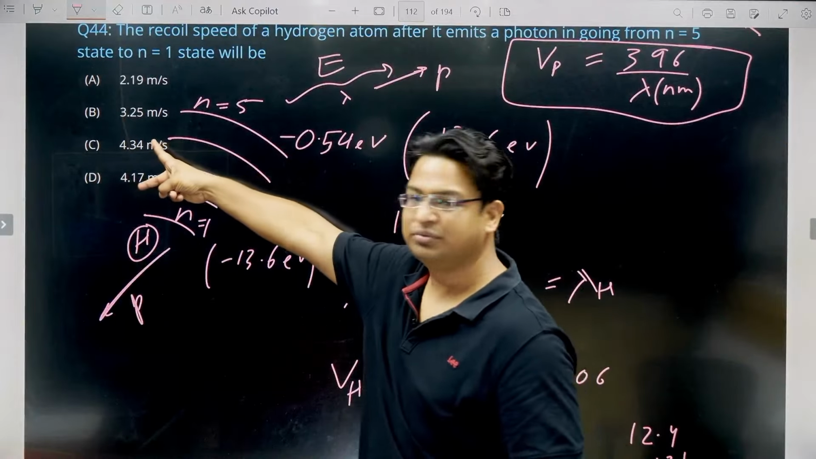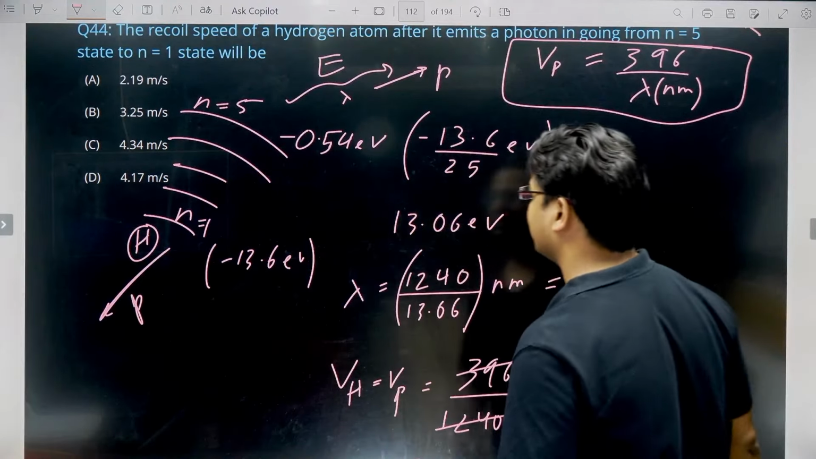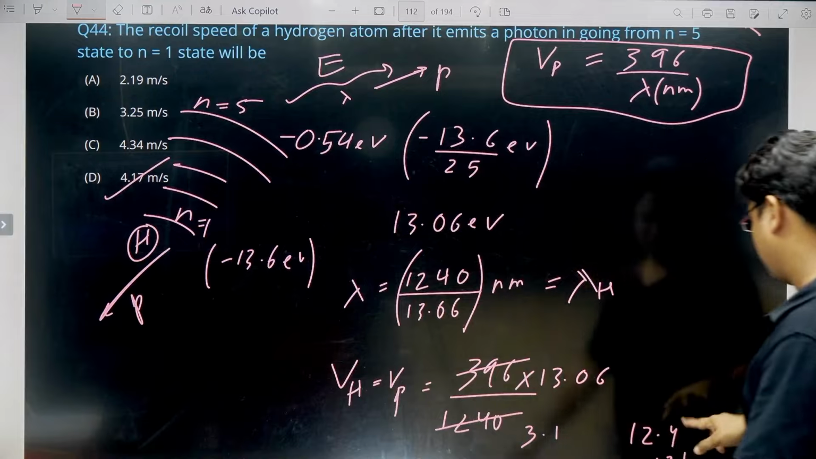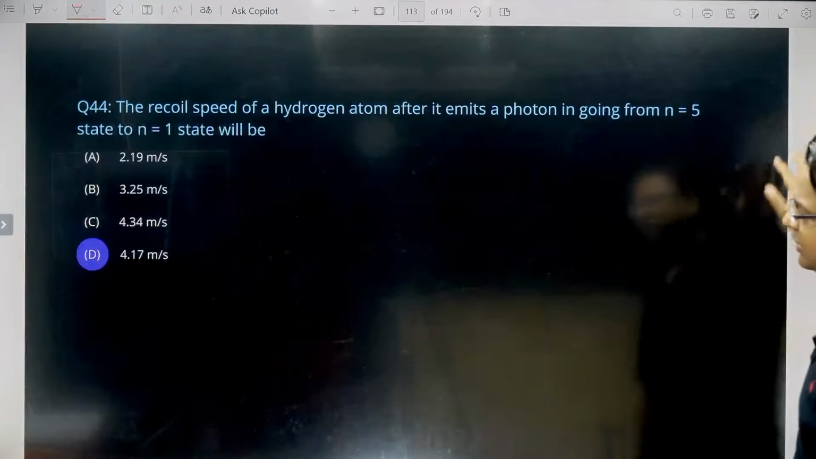Actually, I saw 2 options which are close to 4. Therefore, I did a bit more calculation. You're going to get 4.17. That would be the right answer.